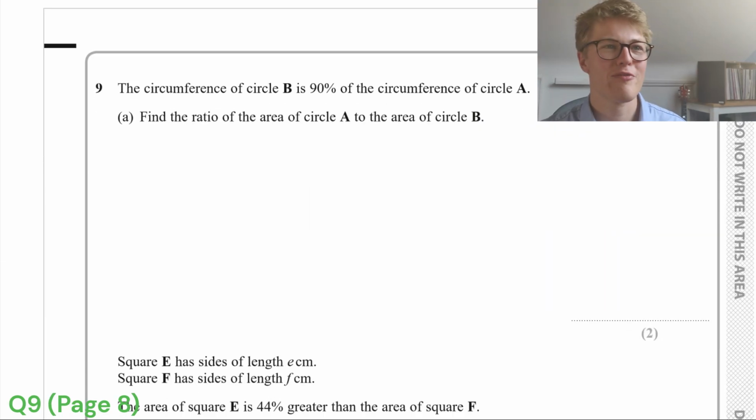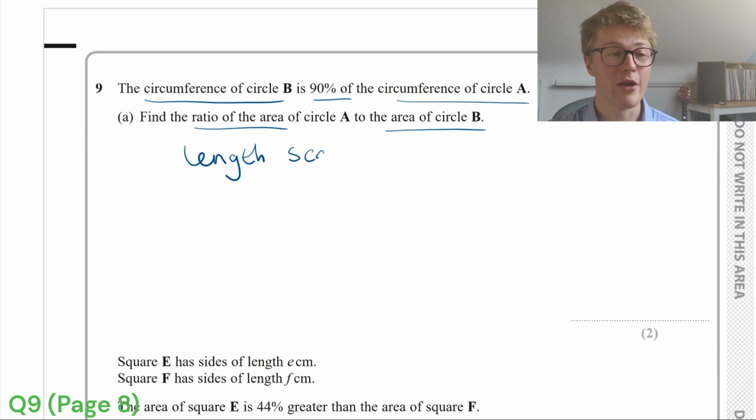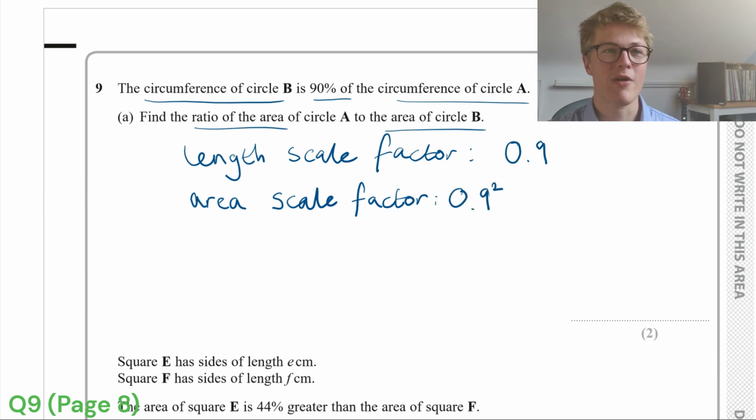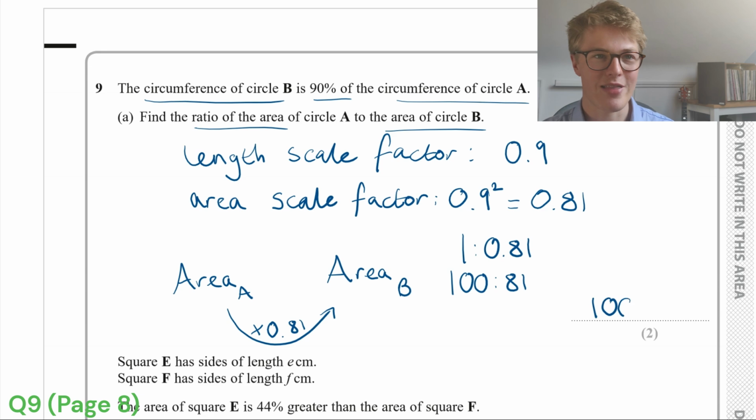1,452. The circumference of circle B is 90% of the circumference of circle A. Find the ratio of the area of circle A to the area of circle B. So we're given the length scale factor, which is 0.9, because 90% of the circumference of circle A is the circumference of circle B. So the area scale factor is going to be 0.9 squared, which is 0.81. So our ratio for our scale factor is going to be 1 to 0.81 for the area. Then you can simplify this, so we get 100 times that, which is 100 to 81, and therefore we're going to have our ratio of the area of circle A to the area of circle B as 100 to 81.